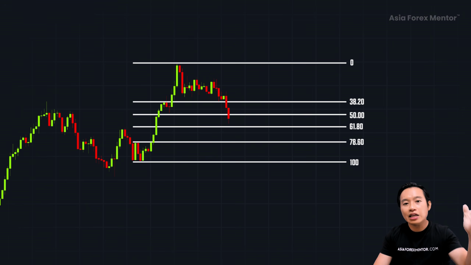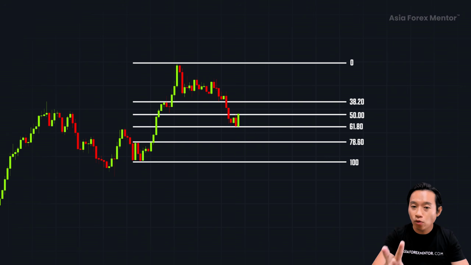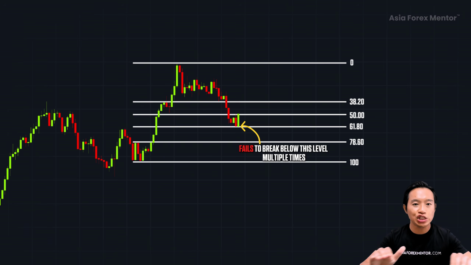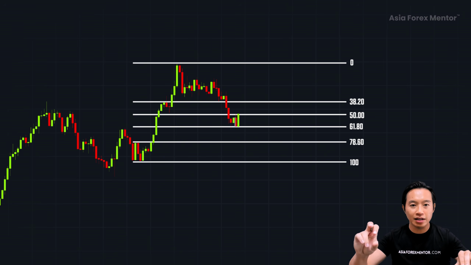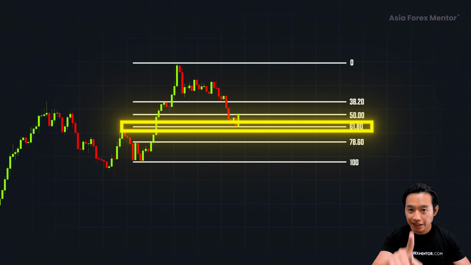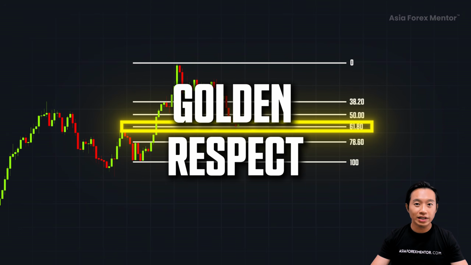Then what happens next? It goes to where? The 61.8% level. Price reaches that level and then what? It fails to break the level multiple times. So what we are seeing right now is hesitation in the market. Candle after candle after candle, price is rejecting the zone. This is what I call the golden respect.